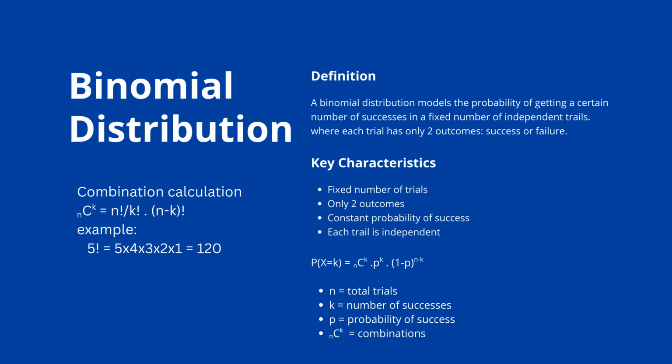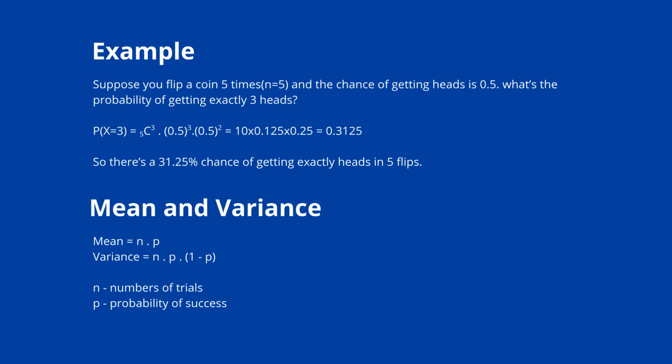So this is how we can calculate a binomial distribution. Now let's try a simple example. Suppose you flip a coin 5 times, where n equals 5 and the chance of getting heads is 0.5. What's the probability of getting exactly 3 heads?